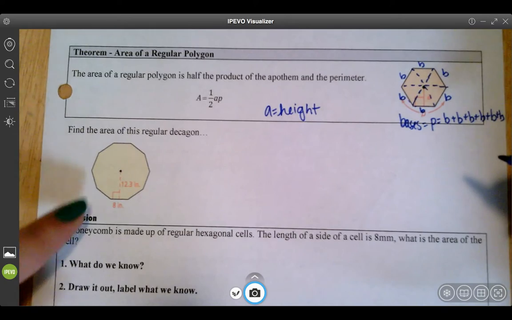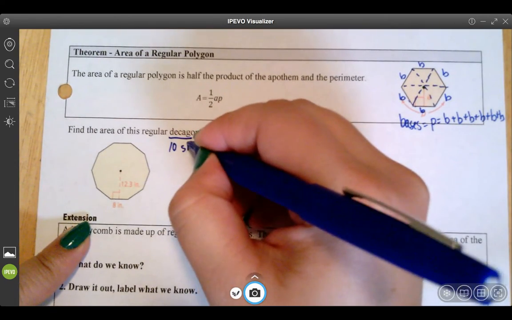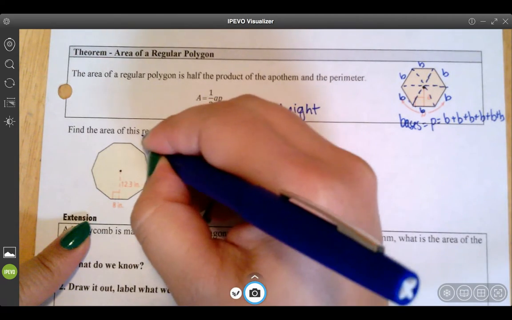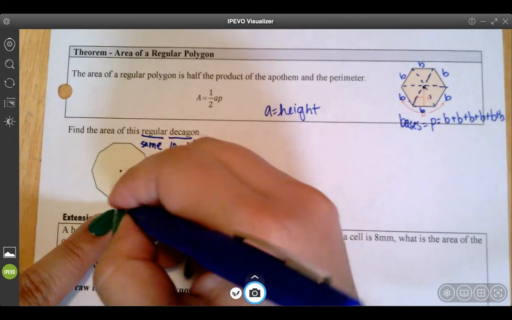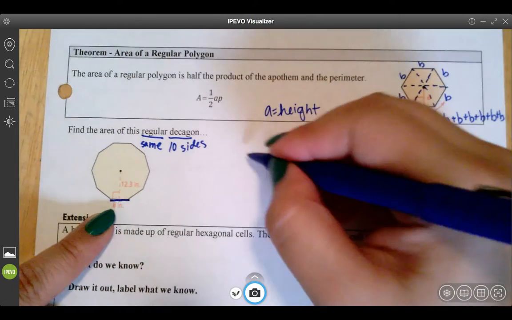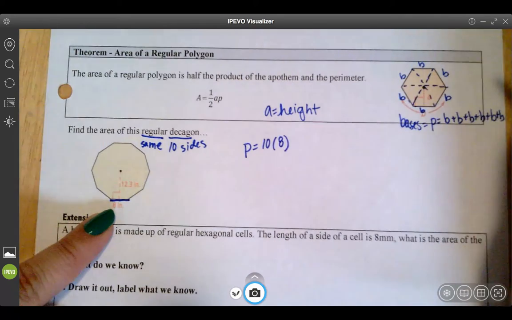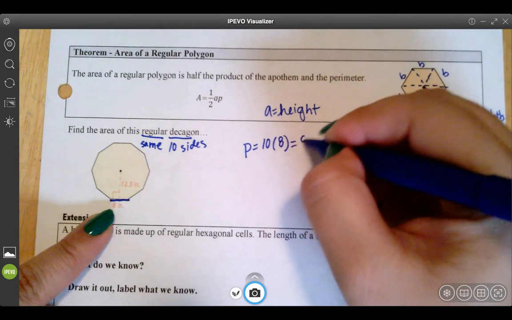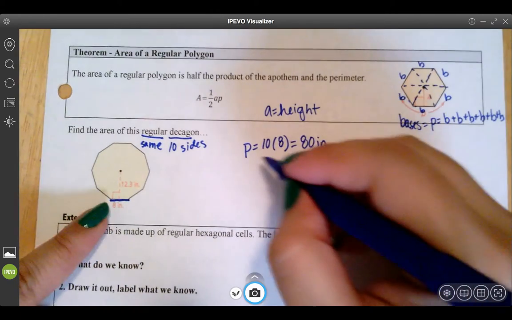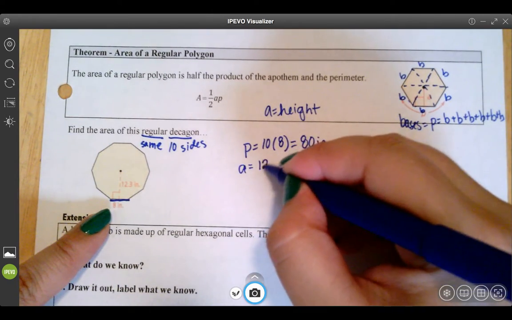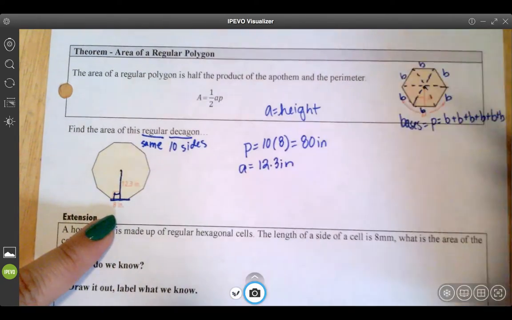So let's find the area of this regular decagon. Decagon tells me 10 sides. Regular means they're all the same. So if one side is 8 inches long, then the perimeter equals 10 sides, each of them 8 inches long. This is an 80-inch perimeter. The apothem is 12.3 inches. I can tell that because it is perpendicular to my base.